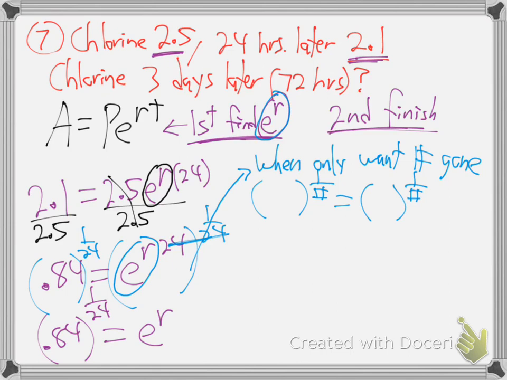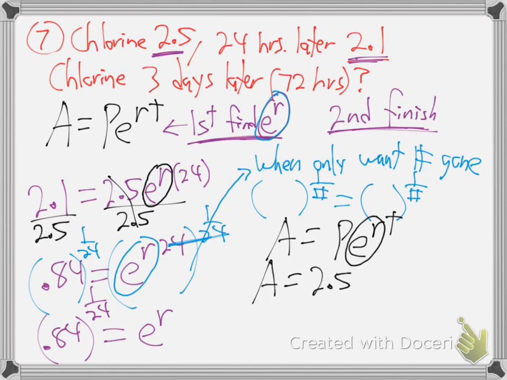Now we're ready. Second part, let's finish the question. So how do you finish the question? Well, let me write PERT. And the p is still what it was, 2.5. Now, e to the r. What is e to the r? It's this 0.84 thing. 0.84 to the 1/24th, and then there's the t. Everybody seeing that?